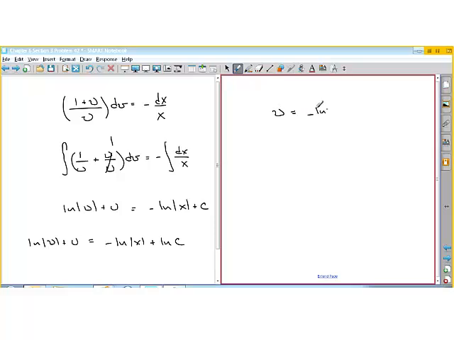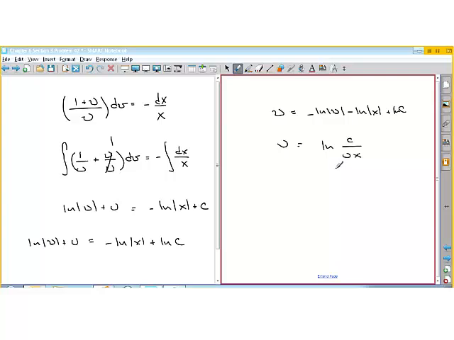So I'll get negative the natural log of absolute value of nu minus natural log of x plus the natural log of c. And when you combine all those, you'll end up with the natural log of c, and because these are negative, you divide by them, so you get 1 over natural log of c over nu times x. And I dropped the absolute value sign, which they do in the book.